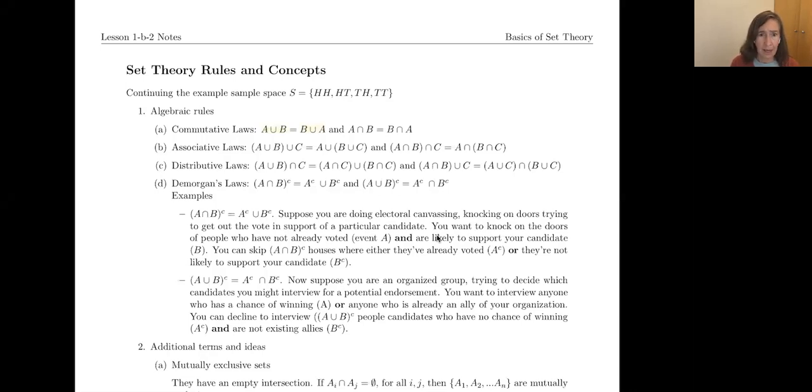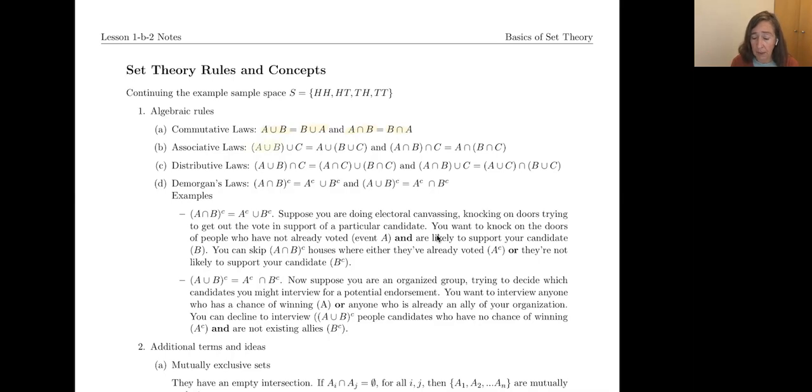So we can take A union B, that is, we can start with A and include the elements of B as well, or we can start with B and add in the elements of A, and either way we get the same thing. Same with intersection. We can start with A and remove the things that aren't in B, and we'll get the same thing as if we start with B and remove the things that aren't in A.